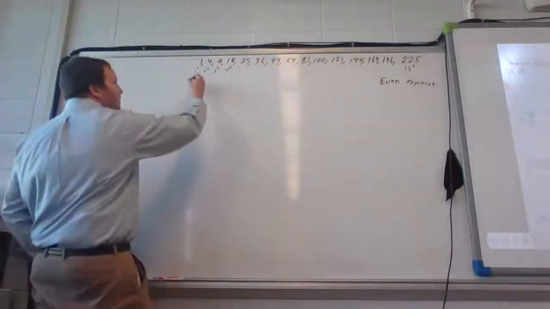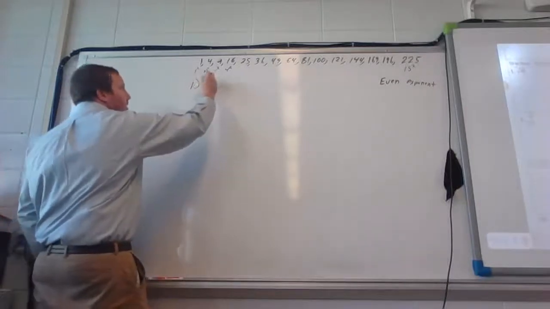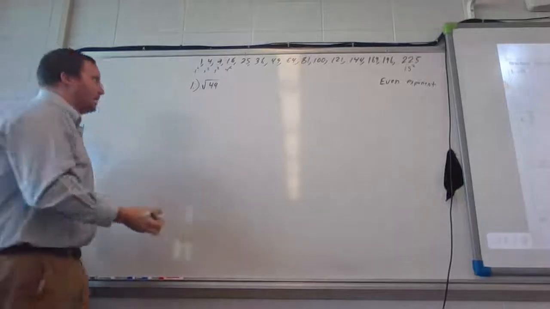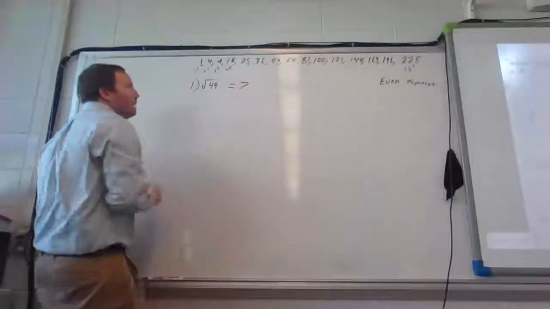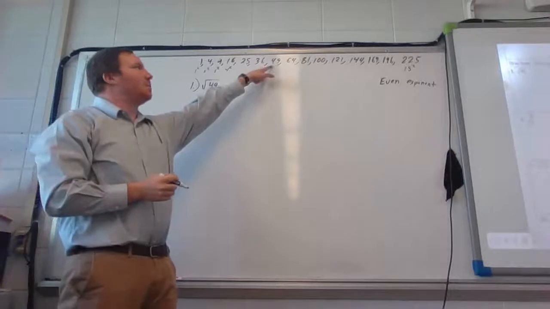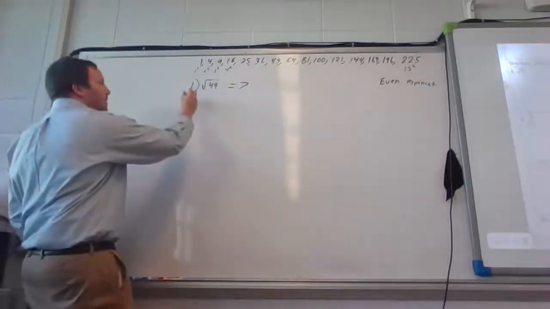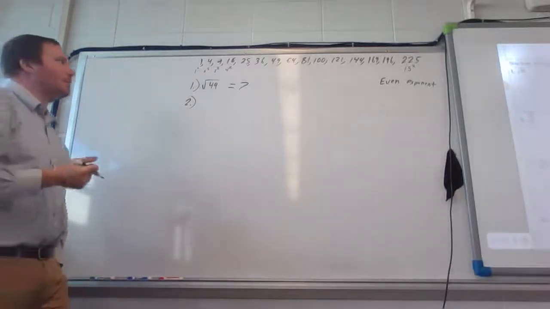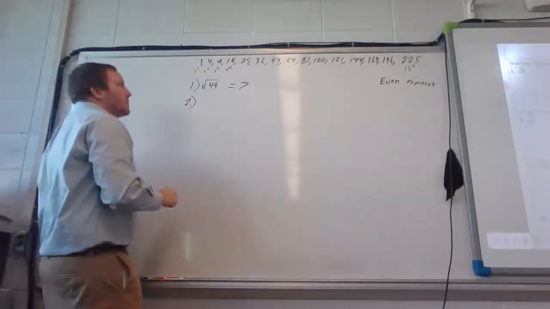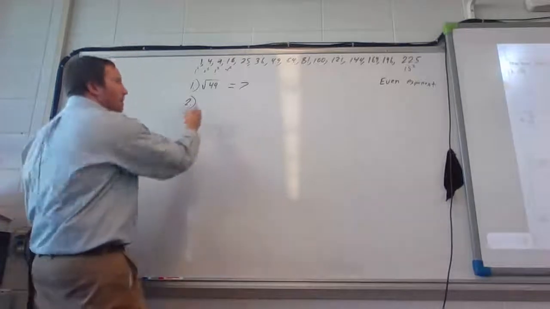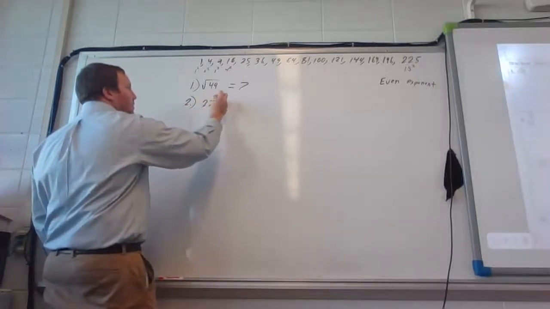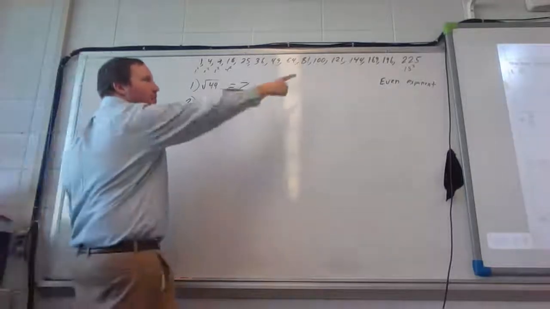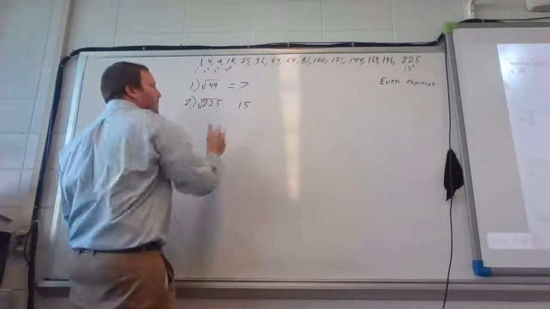Number 1, we just have the square root of 49. That's 7. 49 is one of our perfect squares, so the answer is just 7. Number 2, we have the square root of 225. That's 15. 225 is another perfect square, so we get 15.